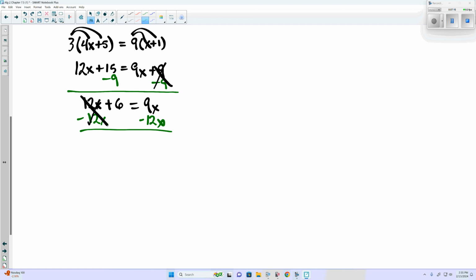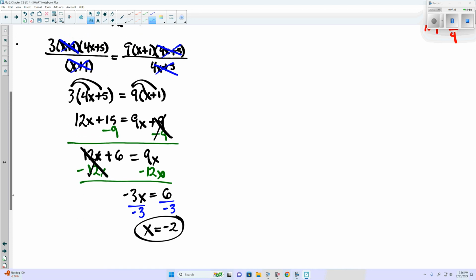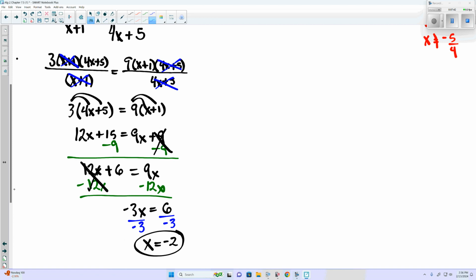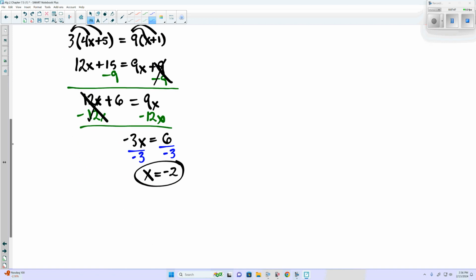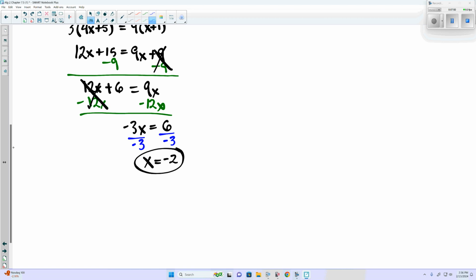12x minus 12x is 0. 9x minus 12x is negative 3x is equal to 6. And last but not least, we can divide by negative 3, telling us x is equal to negative 2. And that's it. And negative 2 is not one of our restrictions. So that's our solution. And for here, we only have one value of x that will make these two be equal.